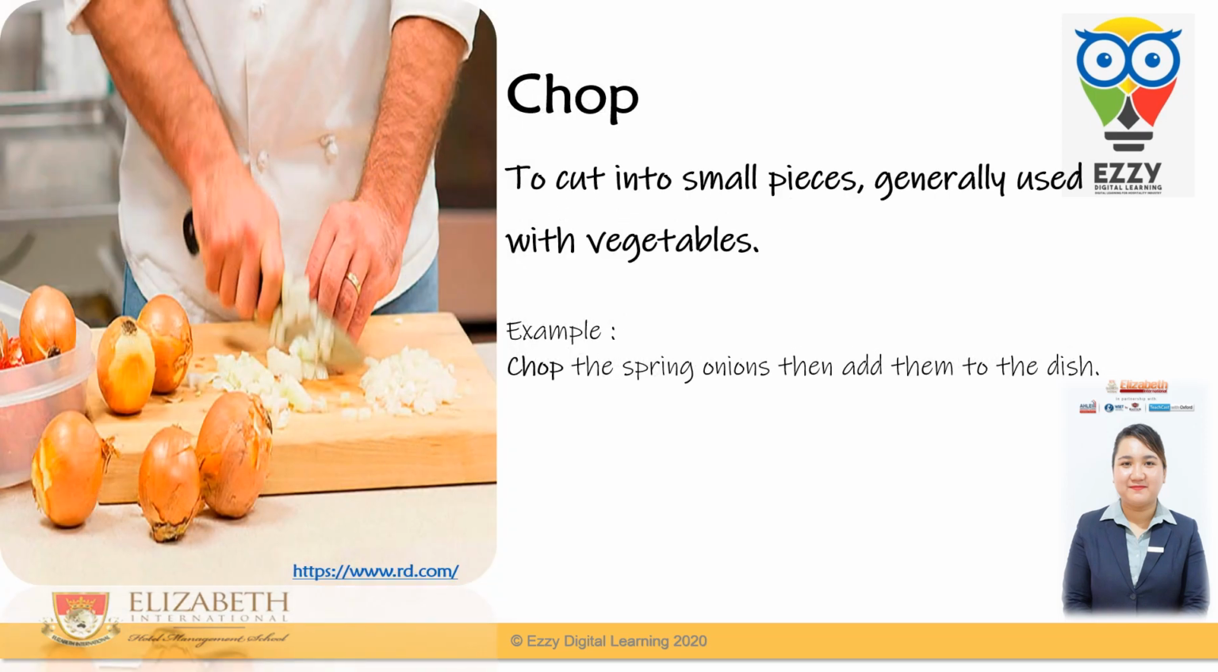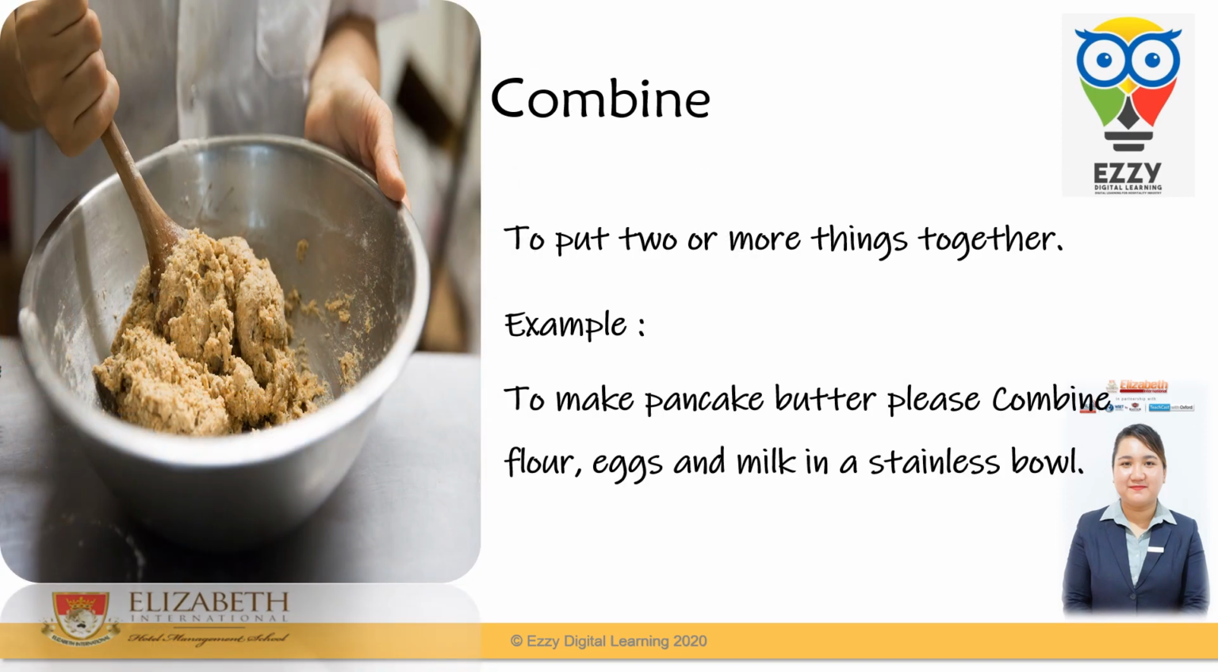Chop is to cut into small pieces, generally used with vegetables. For example, chop the spring onion, then add them into the dish. Combine is to put two or more things together. For example, to make pancake batter, please combine flour, eggs, and milk in a stainless bowl.